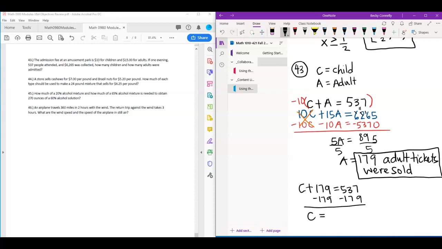Okay, no worries. All right, and so then when we do that, what do we come up with? And that's what I came up with as well, 358 children's tickets. Okay.